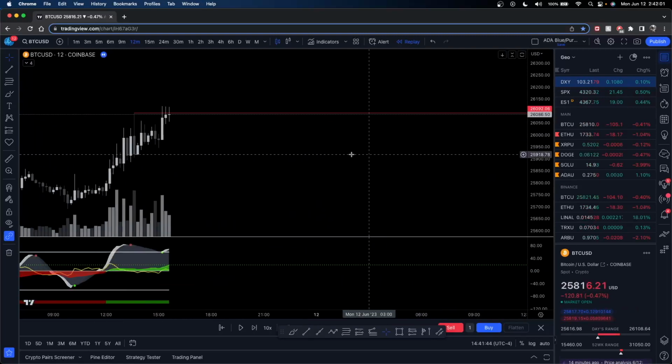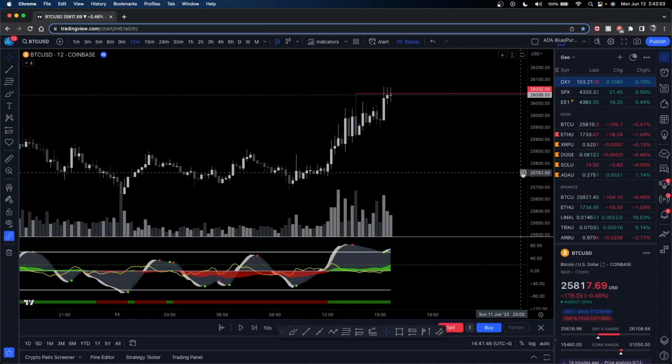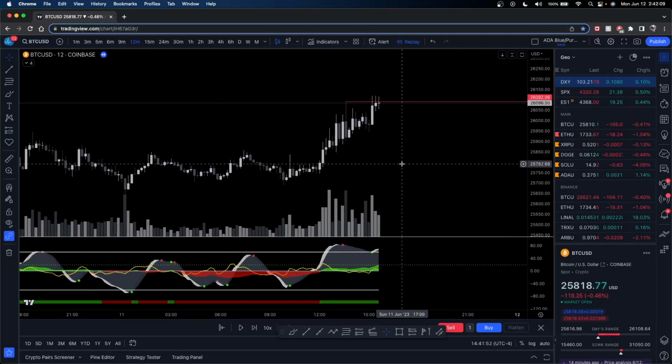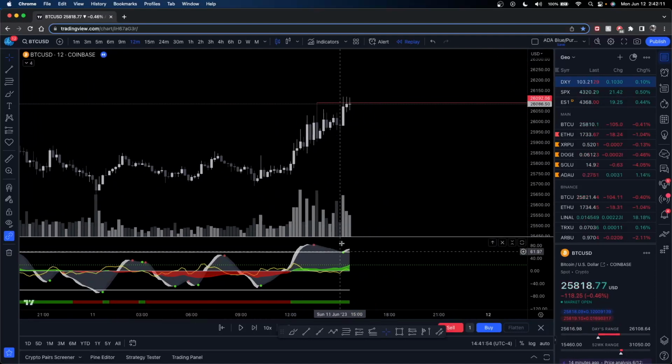There may be a scalp or two. However, it's not like a home free divergence there. Okay, so with that being said, now that we know that, let's see what happened.